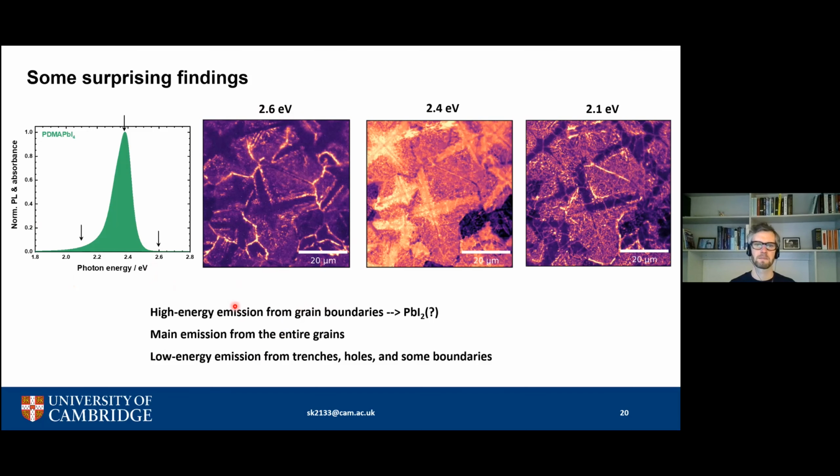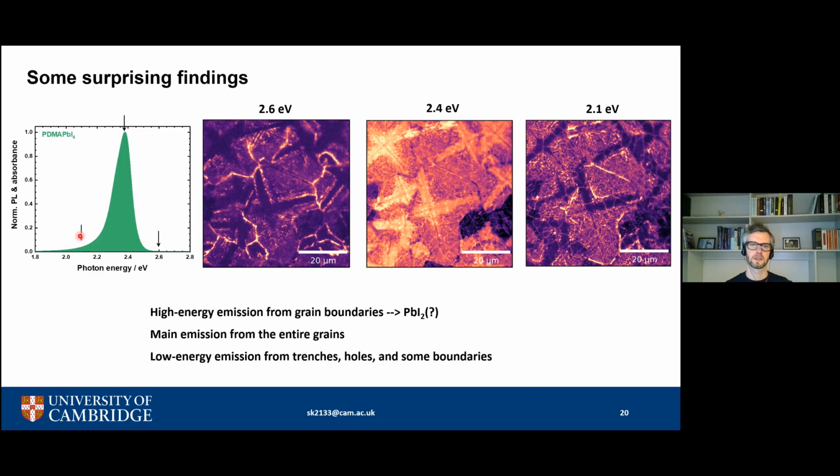This can be lead iodide. So I would think this is lead iodide. We have to check a bit more. But lead iodide emits in this region, and especially if you cool it down, you see this quite pronounced. That emission at this short wavelength is due to lead iodide at the grain boundaries. The main peak, of course, we saw that before already, is due to two different grains, but the emission is from all over the grain.